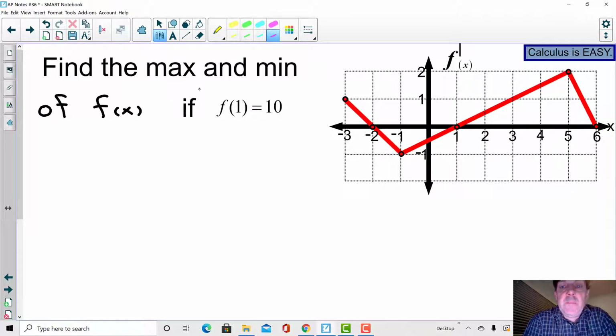Okay, this is our last example. Today's practice only has 2 examples total. Here they want us to find the max and min of f of x if f of 1 is 10. So that's going to be our starting point: when x is 1, y is 10.